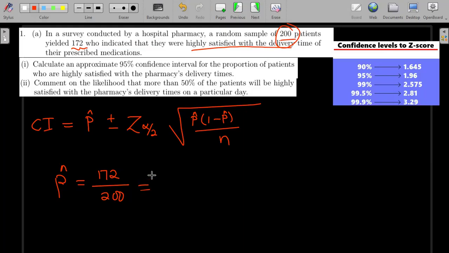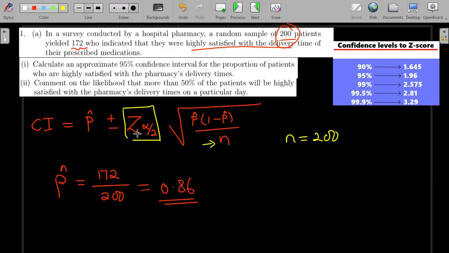So in my calculator, that is 172 divided by 200. This gives 0.86. So that is my proportion. And then in this formula, we can see that we have n. So n is just the 200. And then I can also see I have this term here.